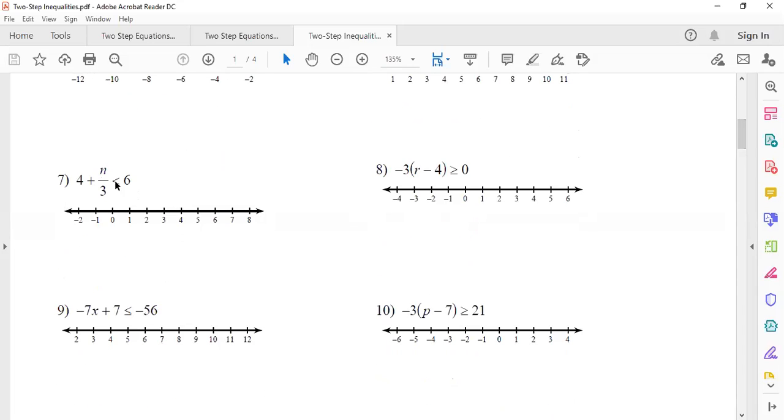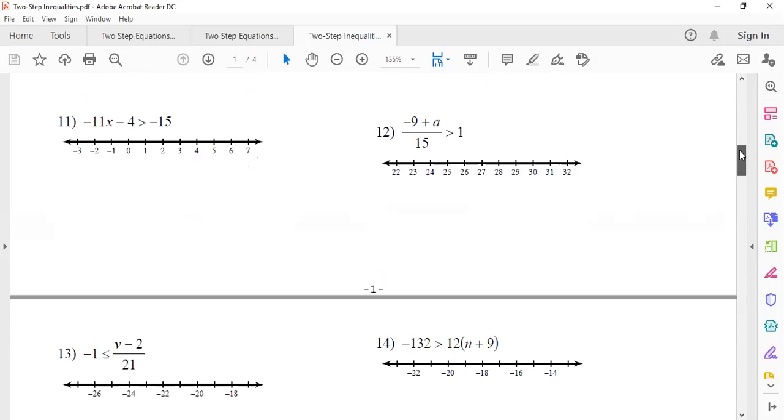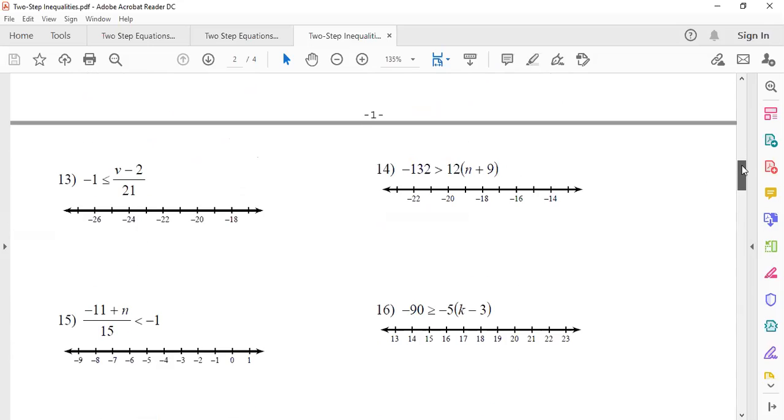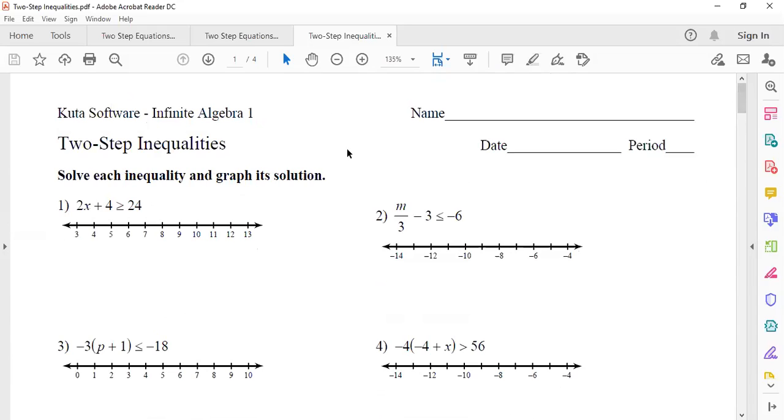You've got some fractions. All the answers will have to be graphed? Typically, yes. But the graphing part isn't that tough once you figure out the answer. Right. I was just making sure.